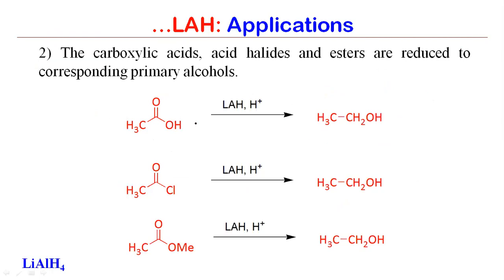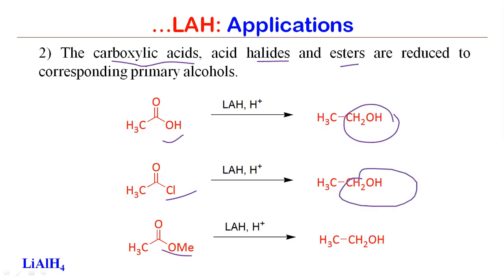All right, that is actually important. Next we are talking about the reduction of carboxylic acid, acid halide, and ester. You see, this is carboxylic acid, this is acid halide, and this is ester. If we treat these with LAH, we will get primary alcohol in all three cases. Whatever the substrate, we get the same product in these three cases: primary alcohol.